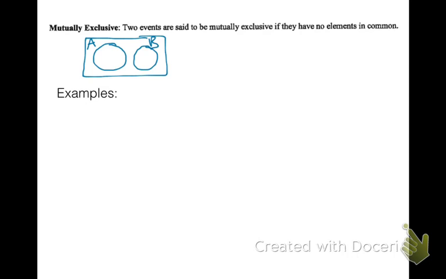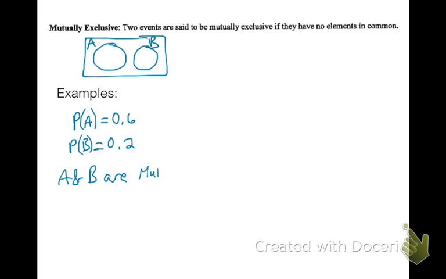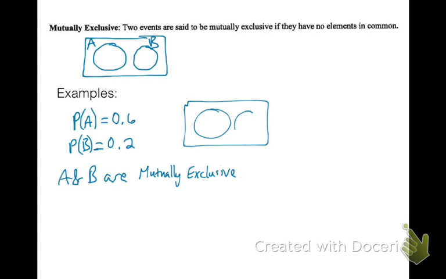So for example, say the probability of A is 0.6 and the probability of B is 0.2, and I say A and B are mutually exclusive, we can set up a Venn diagram as such. We can have event A and B. They do not intersect because they're given to be mutually exclusive. 0.6 is inside of A, 0.2 is inside of B, and the remaining 0.2, that's neither of them.